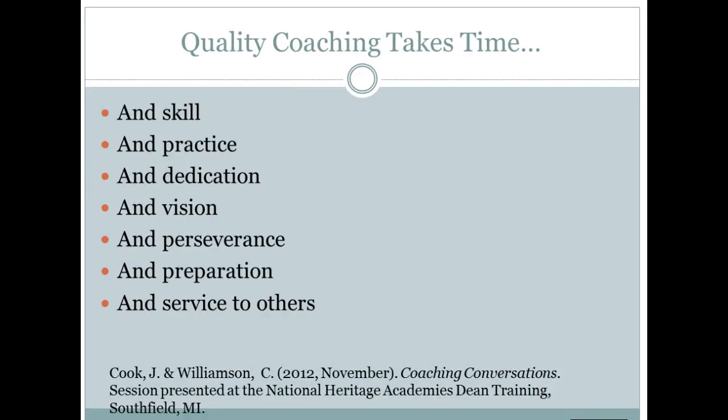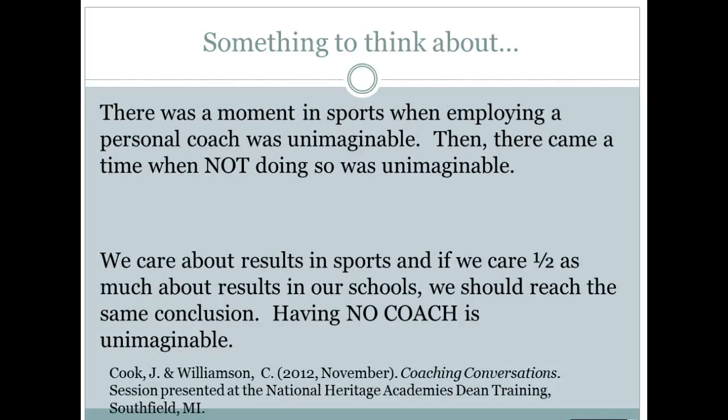Quality coaching does take time, though. It also takes skill and practice and dedication and vision and perseverance and preparation and service to others. Something to think about, though, there was a moment in sports when employing a personal coach was unimaginable. Then there came a time when not doing so was unimaginable. We care about results in sports, and if we care half as much about results in our schools, we should reach the same conclusion. Having no coach is unimaginable.